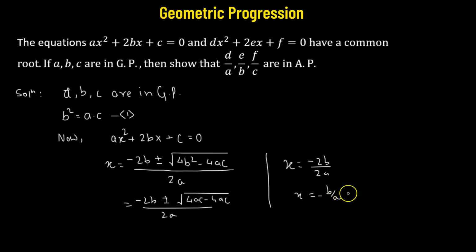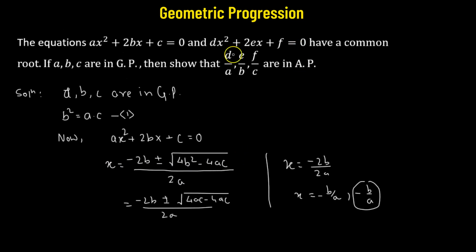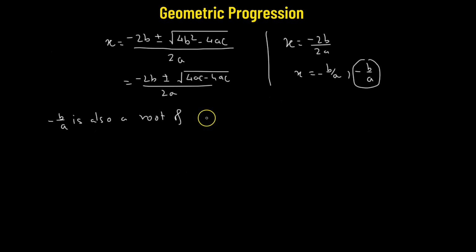Since it's a quadratic equation, actually the roots are repeating, so it will be negative b over a and negative b over a. As it's already mentioned that the second quadratic equation also has a common root with the first quadratic equation, we can say that negative b over a is also a root of the quadratic equation dx squared plus 2ex plus f equals 0. So let's write it down.